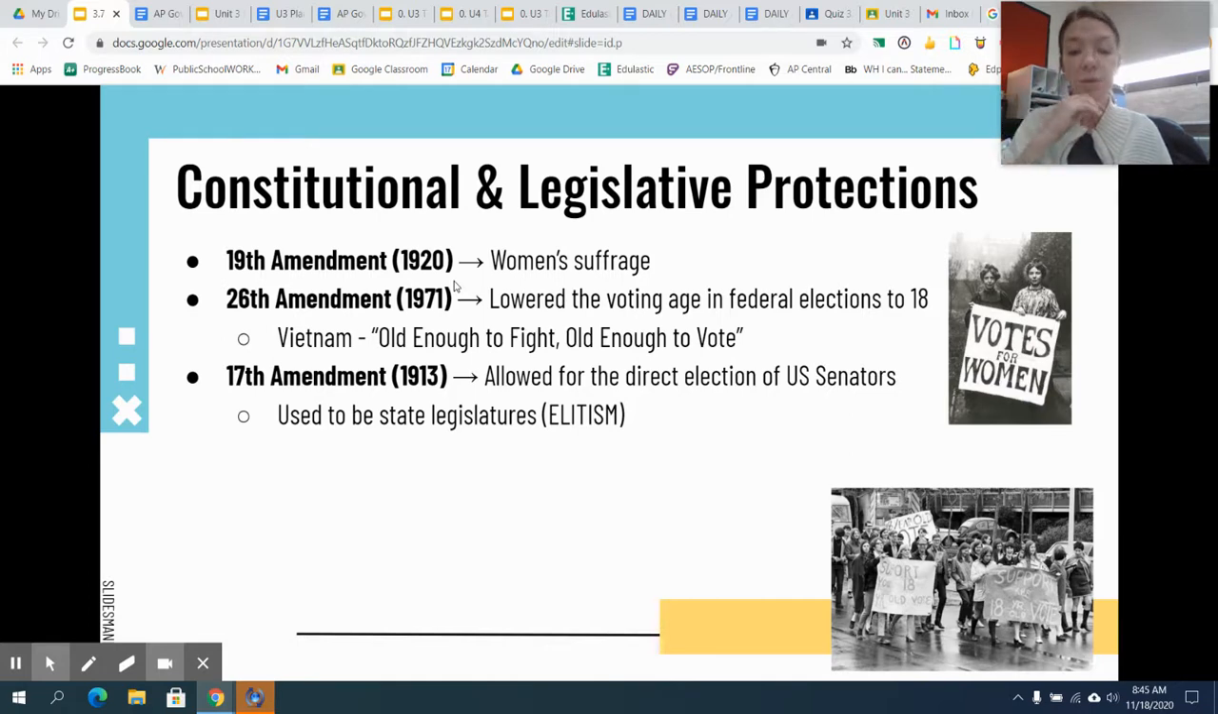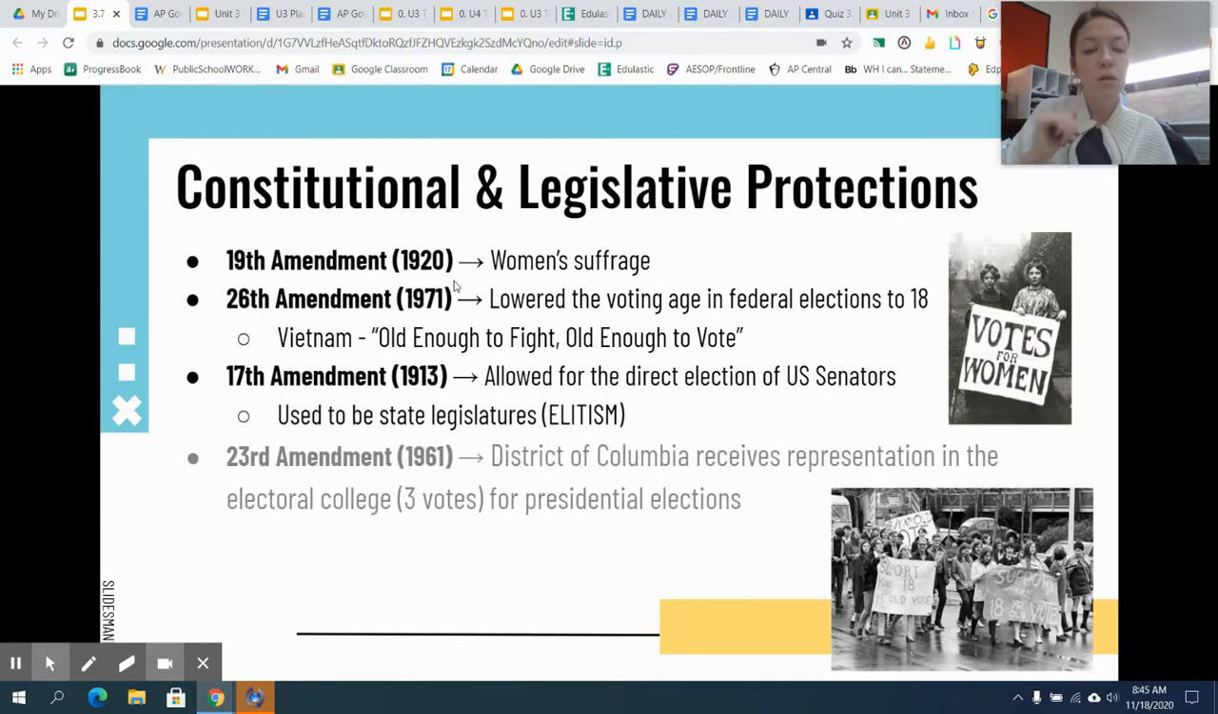And this is going to be a change away from elitism into more participatory democracy and make the process more democratic. And then we finally have the 23rd Amendment in 1961. Now, this gives Washington, D.C. representation in the Electoral College. They get 3 votes to vote for president.